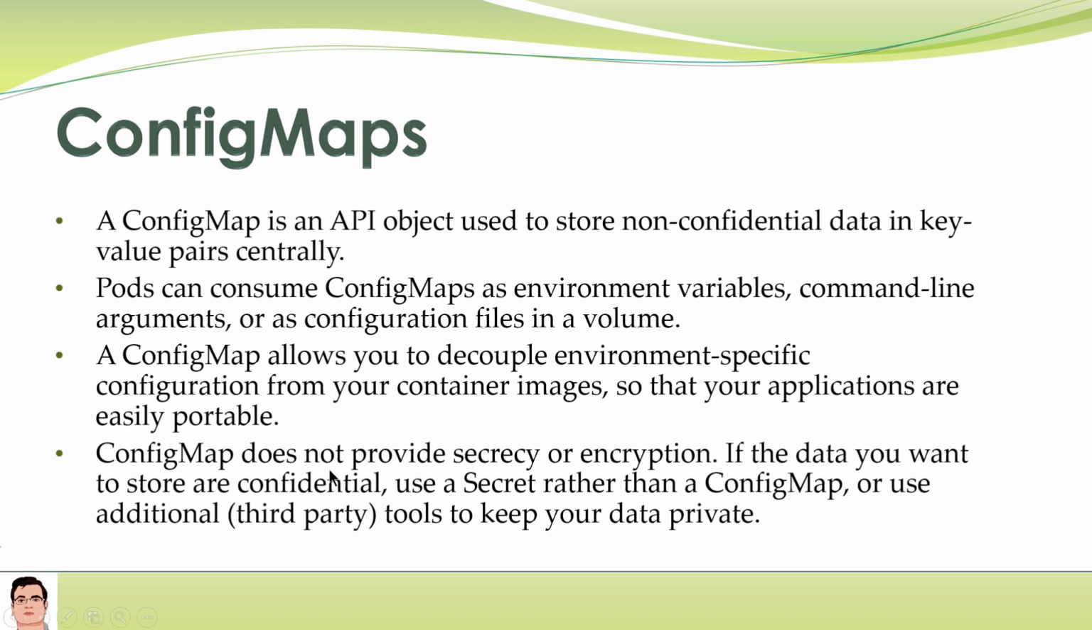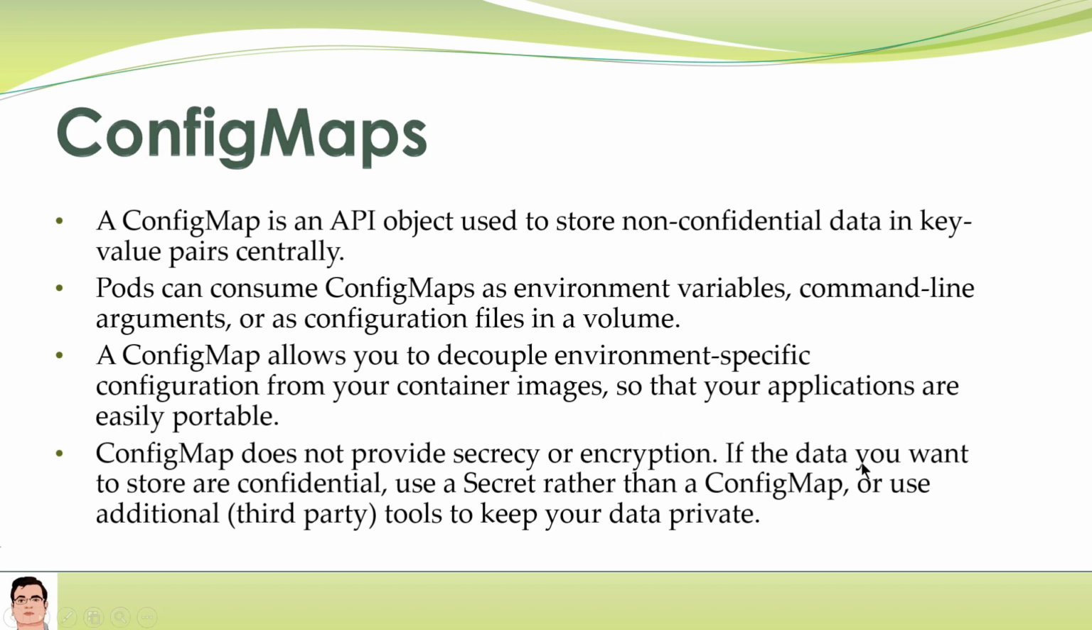So config map does not provide secrecy or encryption. As I told you, this is used to store non-confidential data, not the confidential ones. That is open to the public, meaning any user can see the property. Okay, the memory required is this much. This is the URL of the tab. This is the URL of the production. This is the URL of the UAT, whatever it is.